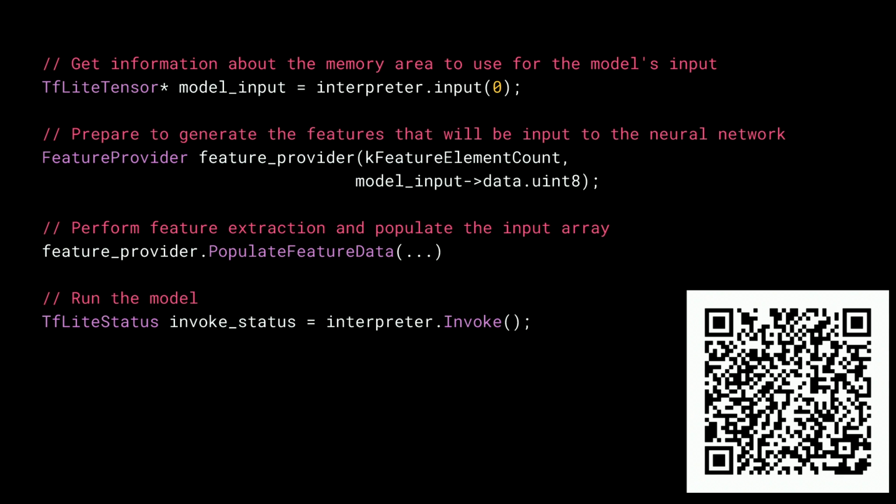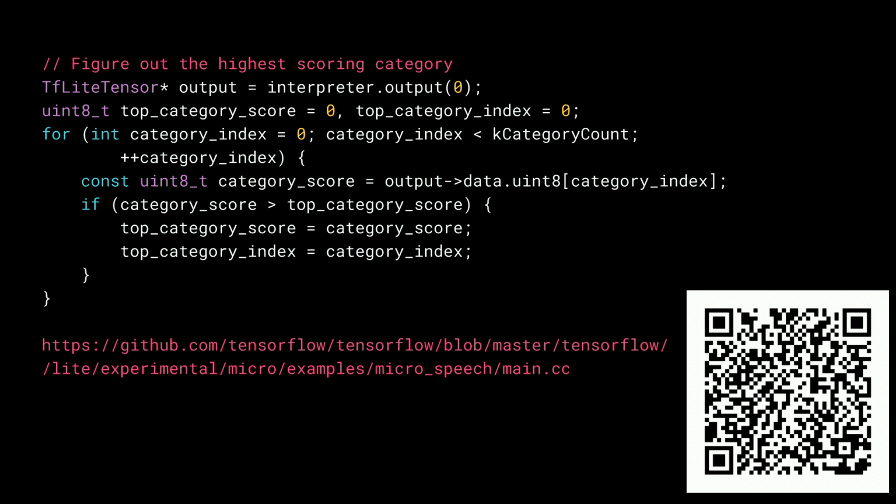So the next thing we do is generate some features that we're going to pass into the model. So we have some code not pictured here, which takes audio from the microphones that are on the board and transforms that into a spectrogram that we then feed into the model. Once we have done that, we invoke the model, and we get an output. So the output is just another tensor, and we can look through that tensor to find which of our classes were able to be matched. And hopefully, in this case, it was the yes that showed up as the highest probability.